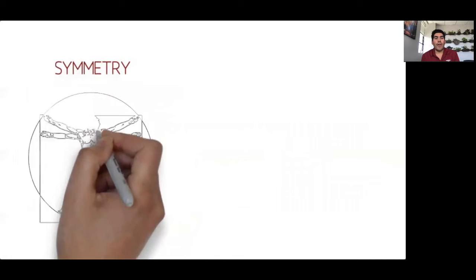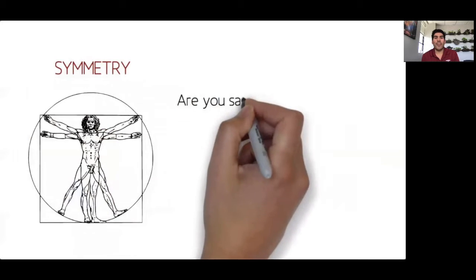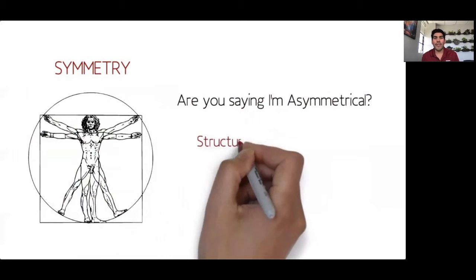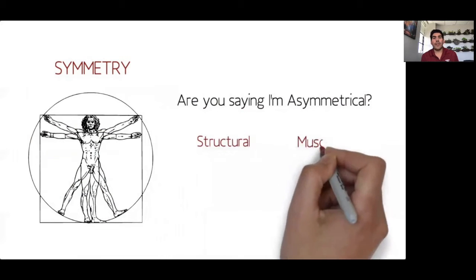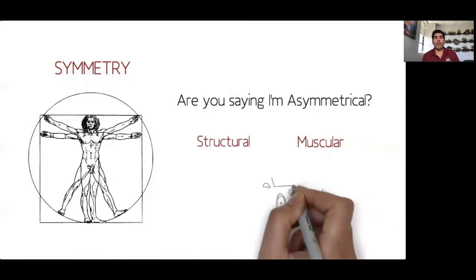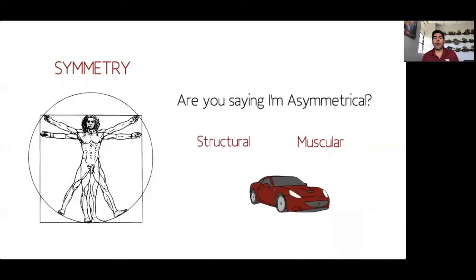The next part is symmetry. When I discuss this with patients, the question I get asked is, are you saying I'm asymmetrical? Well, maybe, maybe not. What I'm looking at is structural symmetry and muscular symmetry. Structural symmetry has to do with the alignment of your spine and the joints. Muscular symmetry has to do with muscle balance. So are you more developed on the muscles around your right shoulder than you are on the left side?